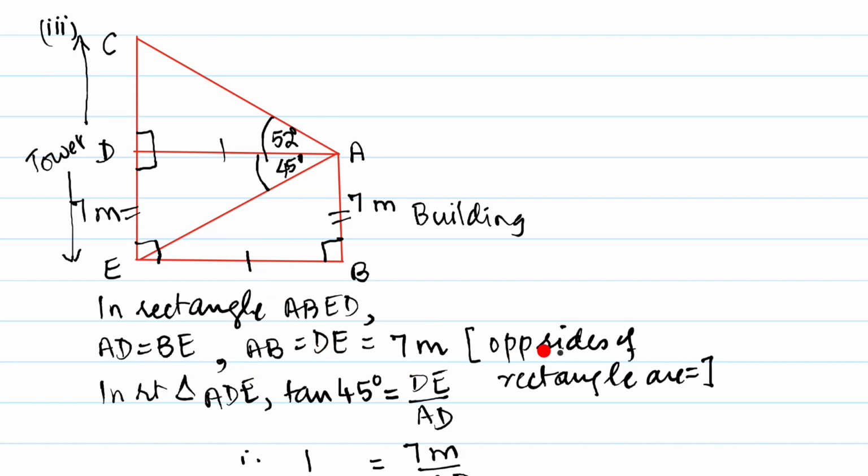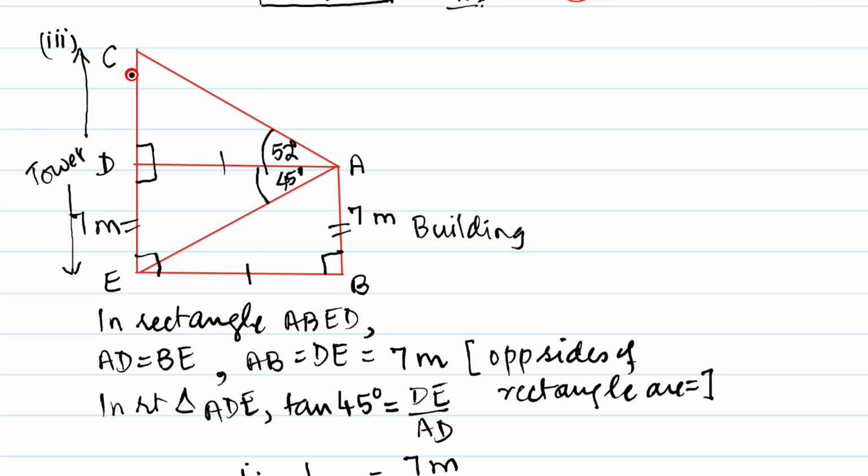So I have written just that because opposite sides of a rectangle are equal. Now our job is to find out this CE. So CE plus DE will be our CE. So let us look at our DE. Our DE is already 7 meter, but in order to find CE, we need to find AD.